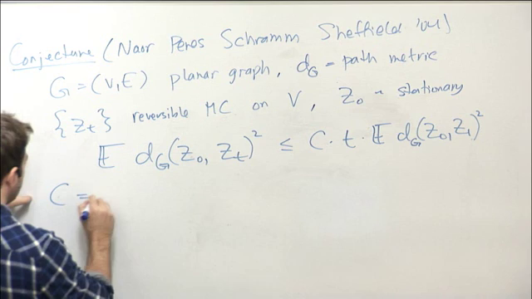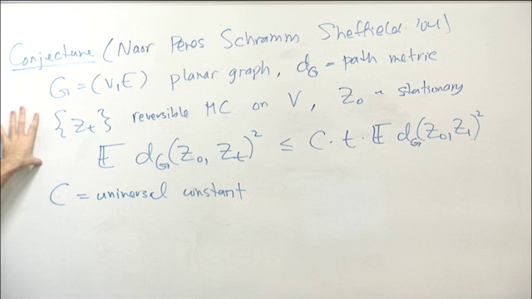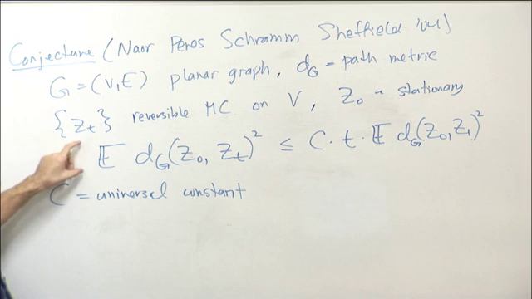So the point is that c here should be a universal constant, independent of the chain, independent of the graph. Just c should be 10 or 100. Okay, this is the conjecture that there exists such a constant, such that for all planar graphs, for all Markov chains supported on the vertices started at stationarity, you have this kind of drift that you would get, for instance, just from simple random walk on the path, right? On the line.